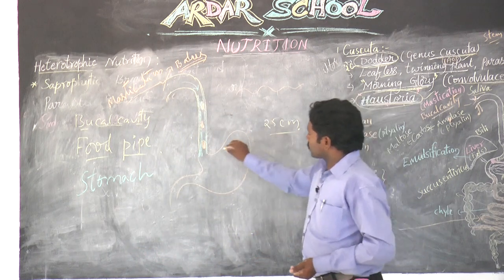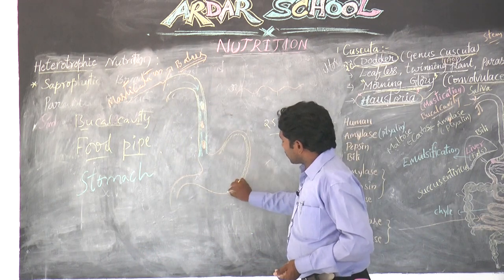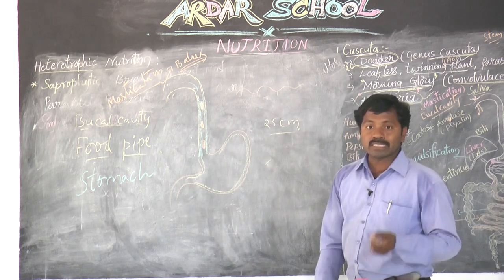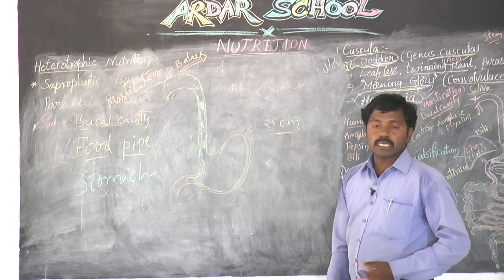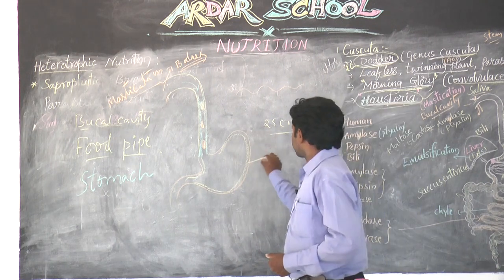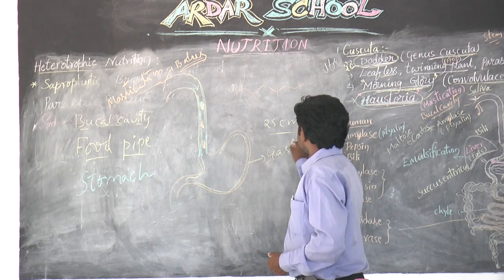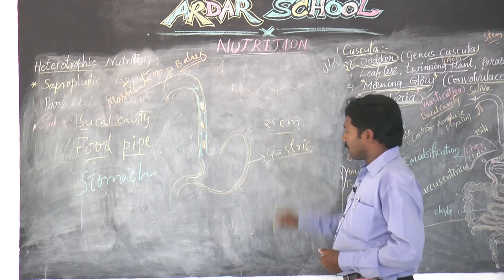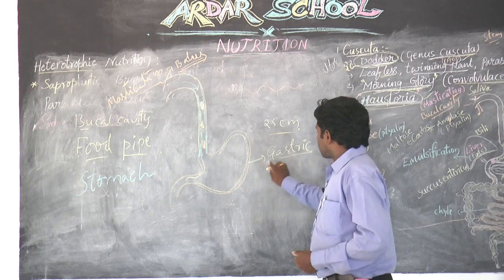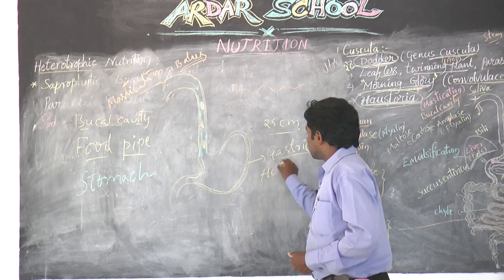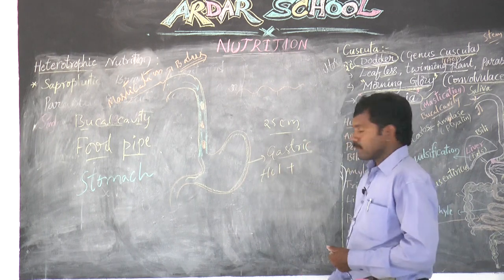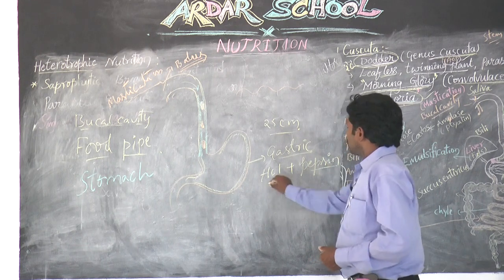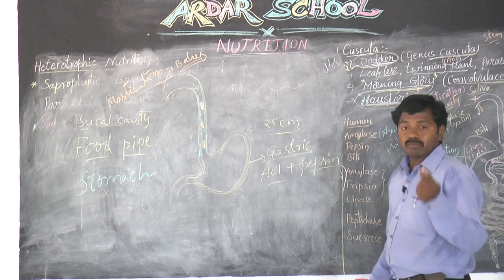So here also one mucus layer is there. The walls of the stomach secrete the gastric juices. These gastric juices contain two types of acid, HCl plus pepsin. Here everyone has some function.